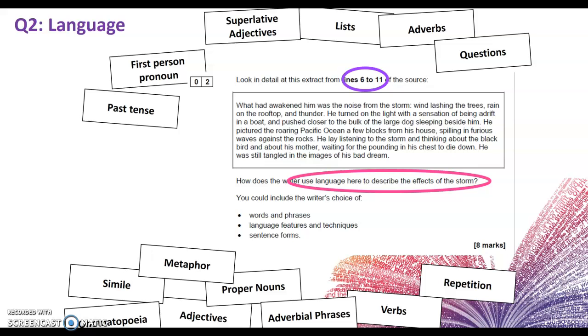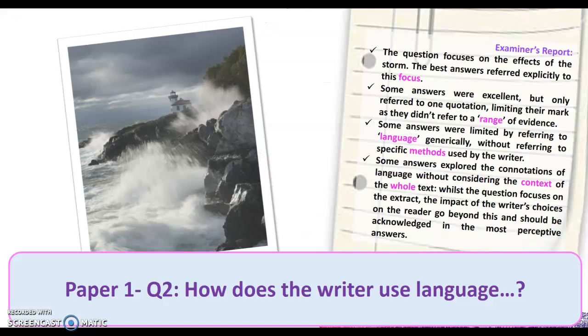So there's a collection of those around the page that might be useful to you, but also think about the connotations of some of the vocabulary that's used, or semantic fields that might be used, and identify some key quotations, 2 or 3, that show really effectively how language is being used to describe the effects of that storm. Remember the feedback from the examiner's report.